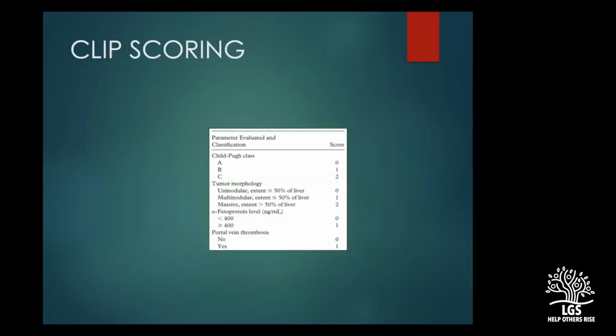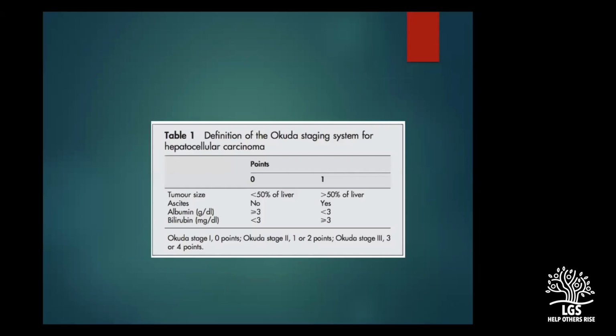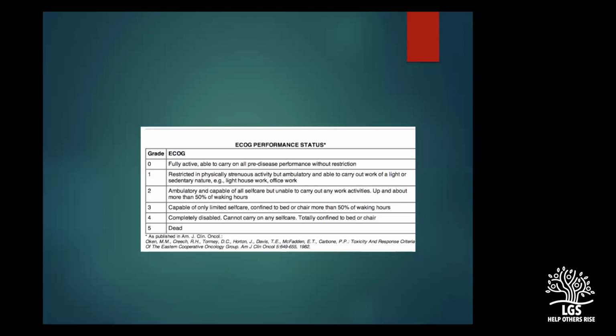And this is the Child's grading. Quite often, I look at the Okuda staging when a patient comes to see me in the clinic, and based on this, I decide on whether the patient needs to go for TACE or TARE. Usually the tumor size, ascites, albumin. It's quite handy when I'm in the clinic seeing a patient. It's a full staging just to see, and based on this, we decide on what treatment to go for, because even in TACE, there are different types of TACEs, which I'll be talking about.